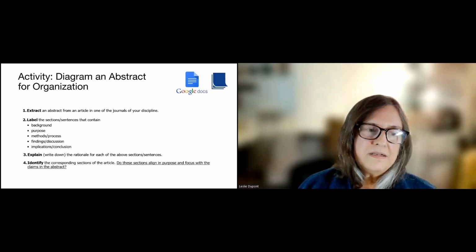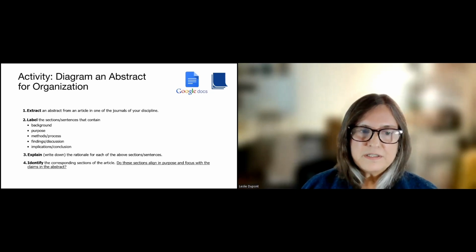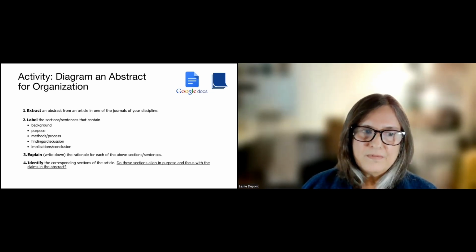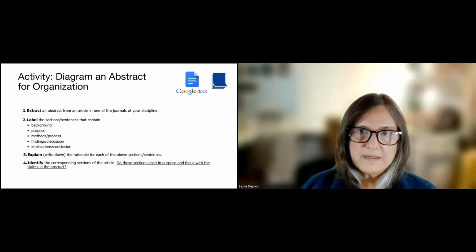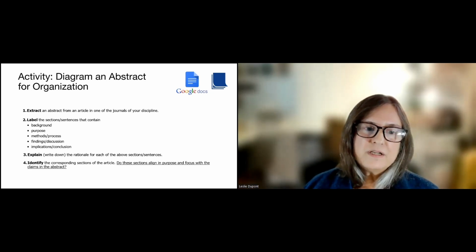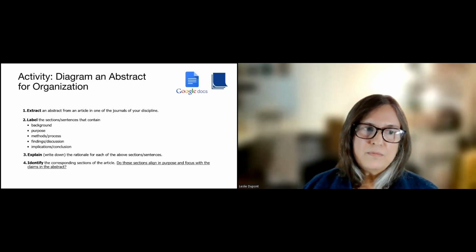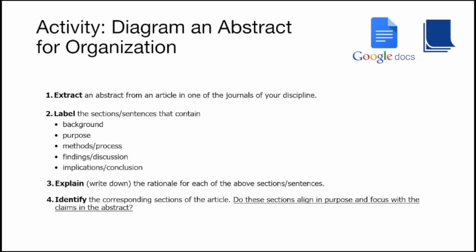And then see if you can identify the corresponding sections of the article and whether those sections align with the abstract. So obviously the sections will greatly expand on the skeleton of the abstract, but do those sections align in purpose and focus with the claims or ideas made in that abstract?